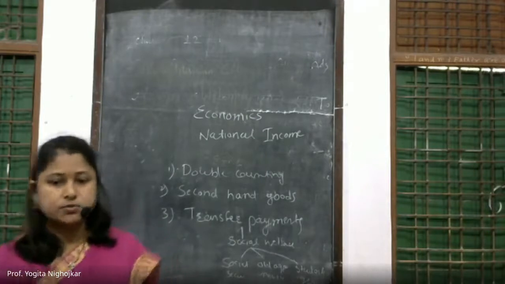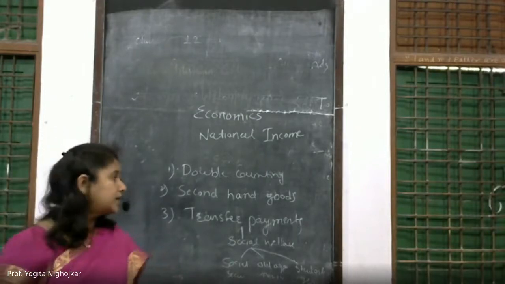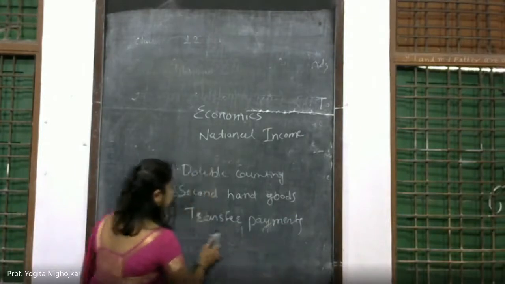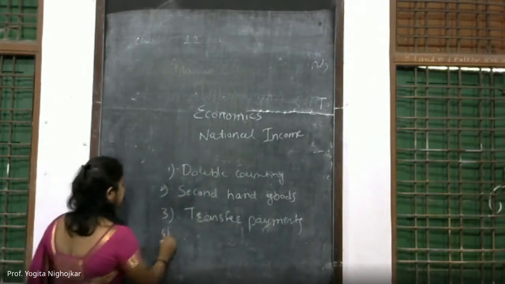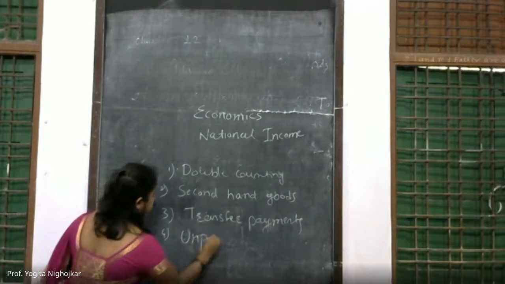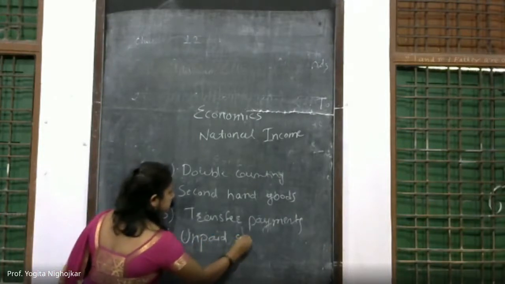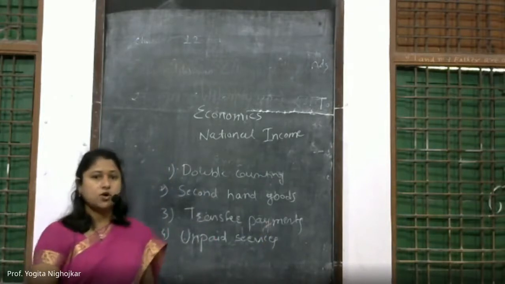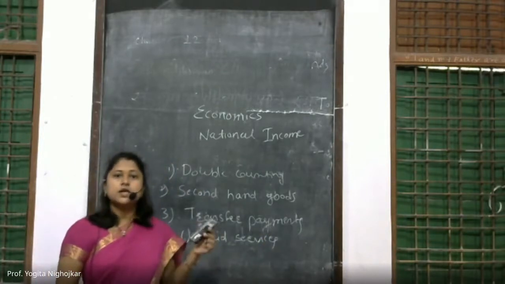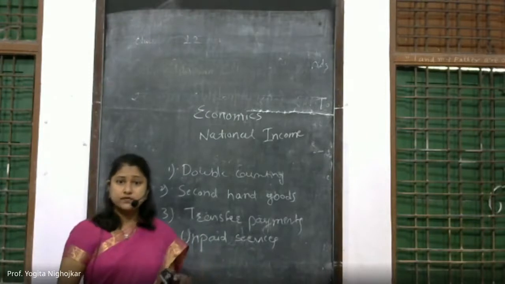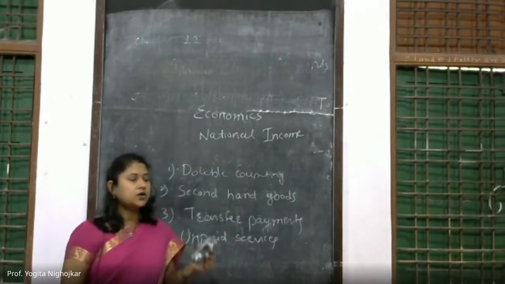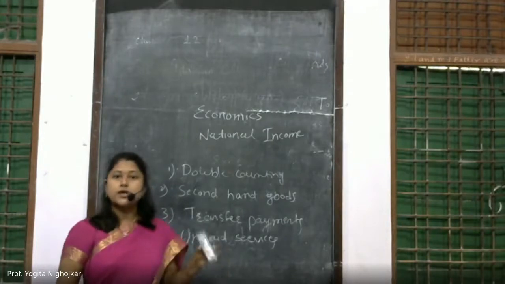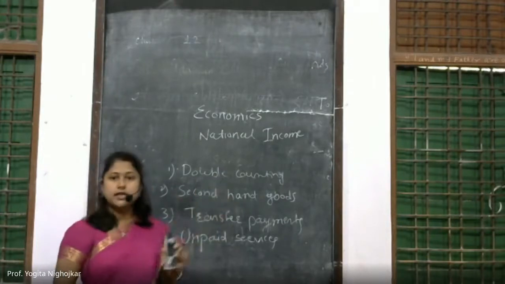Right. Next point is unpaid services. All unpaid services like services of a housewife, or a teacher teaching her or his child should be ignored. It is not included in national income.